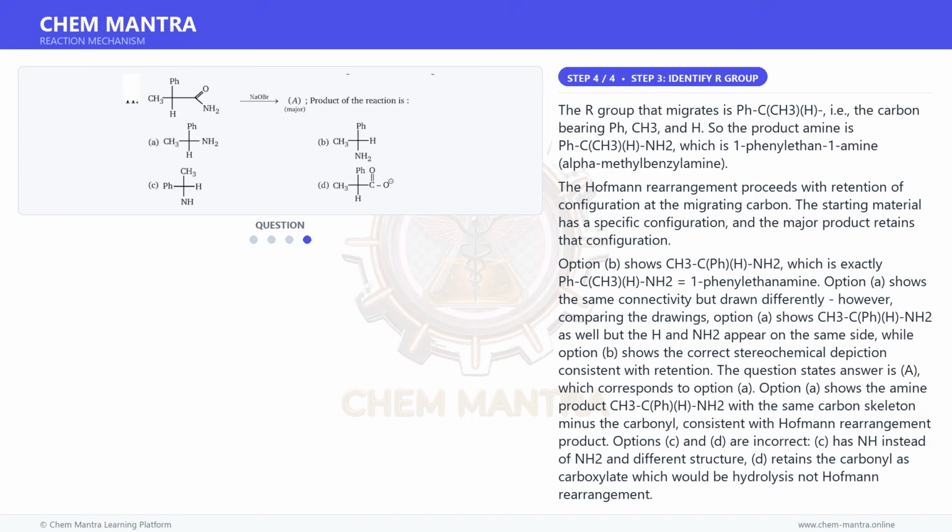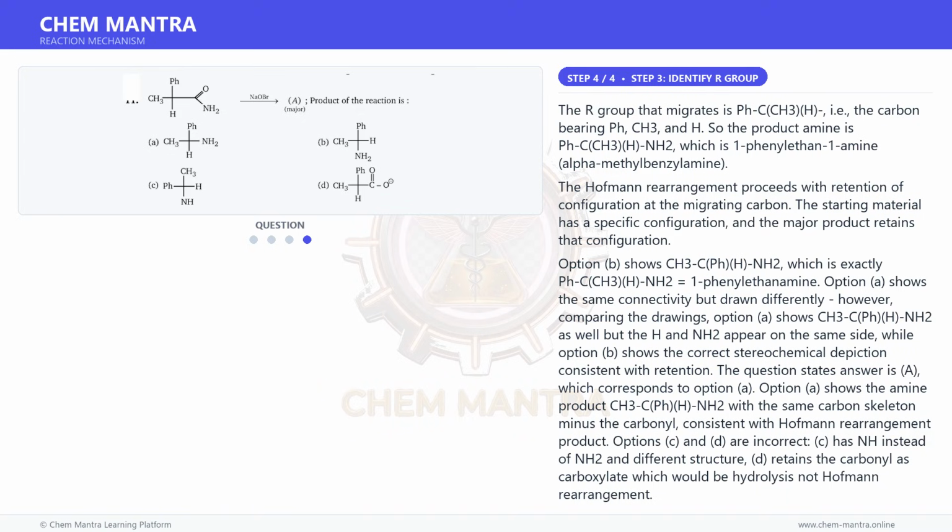Option A shows the amine product CH3, C, Ph, H, NH2 with the same carbon skeleton minus the carbonyl, consistent with the Hofmann rearrangement product. Options C and D are incorrect. C has NH instead of NH2 and a different structure. D retains the carbonyl as carboxylate, which would be hydrolysis, not Hofmann rearrangement. The correct answer is option A.